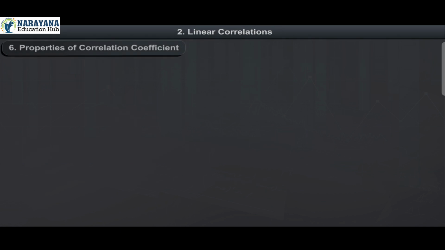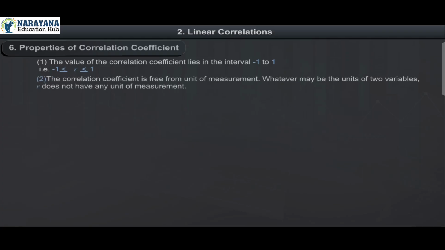6. Properties of correlation coefficient. Number 1. The value of the correlation coefficient lies in the interval -1 to 1, that is, -1 ≤ r ≤ 1. Number 2. The correlation coefficient is free from unit of measurement. Whatever may be the units of the two variables, r does not have any unit of measurement. Number 3. The correlation coefficient between variables x and y is the same as the one between y and x, that is, r(xy) is equal to r(yx).